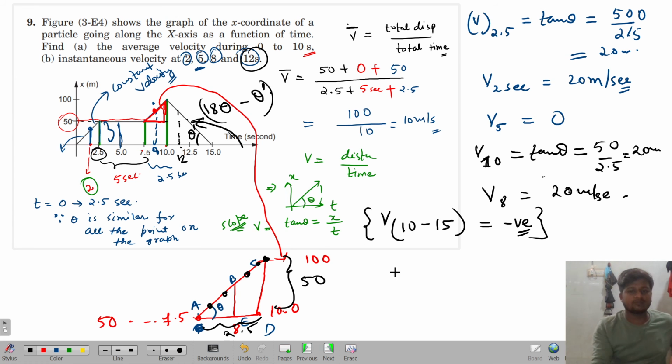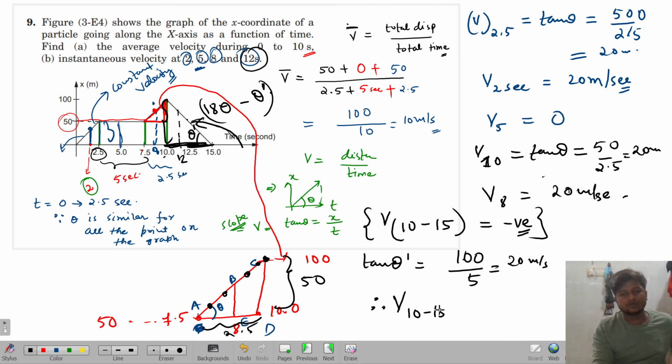Okay, I'm representing it by theta prime. So tan theta prime is nothing but how much? Perpendicular over base. This is 100 by how much? From 10 to 15, the velocity is negative. So 5 over here, 5 twos are 10, 20. So now look over here, therefore the velocity in the region from 10 to 15 is going to be minus of tan theta prime, yes or no? Minus of tan theta prime, that is minus 20 meter per second.